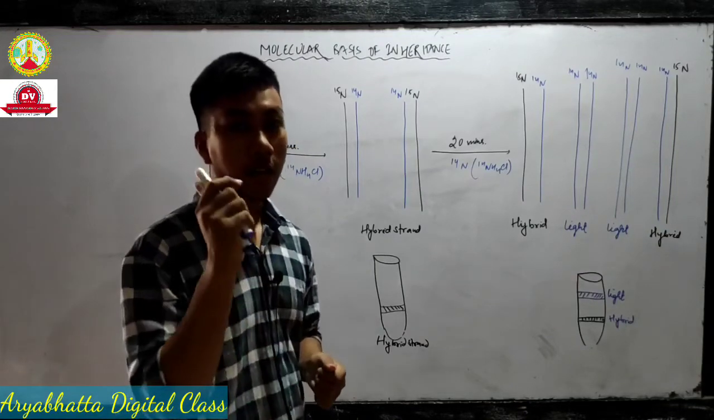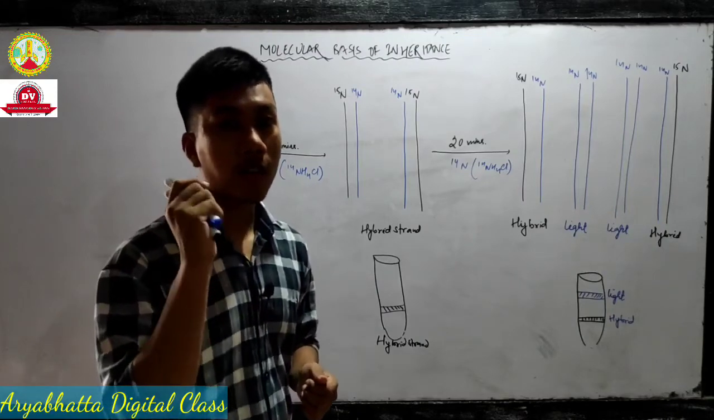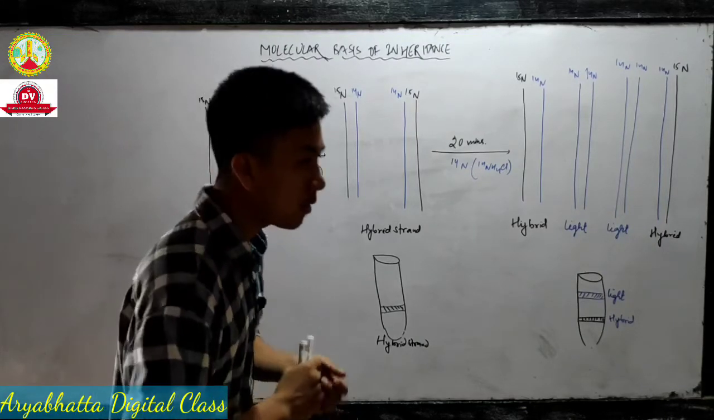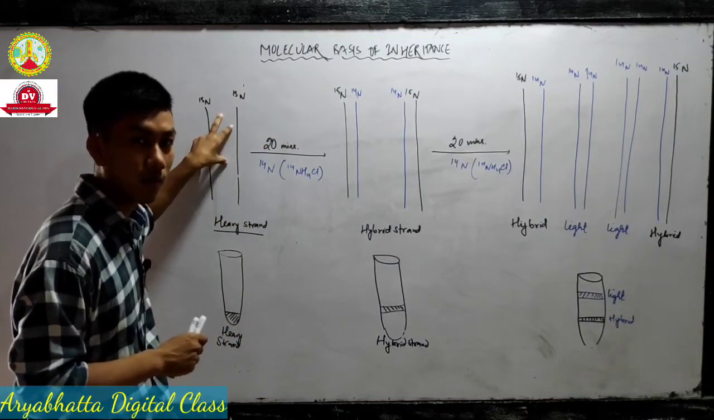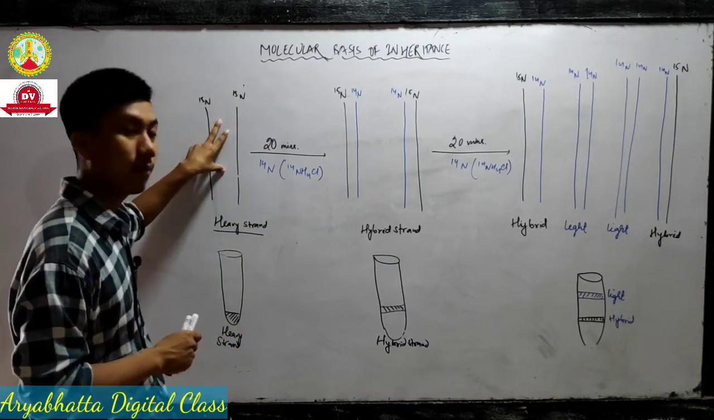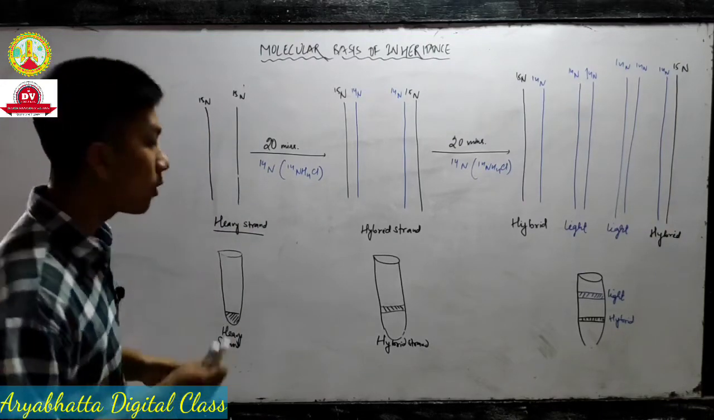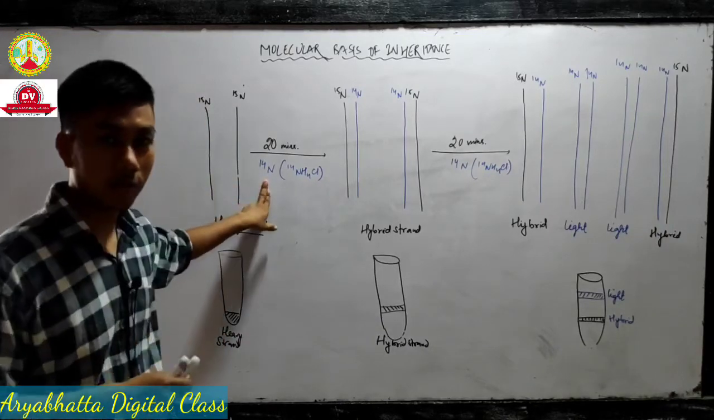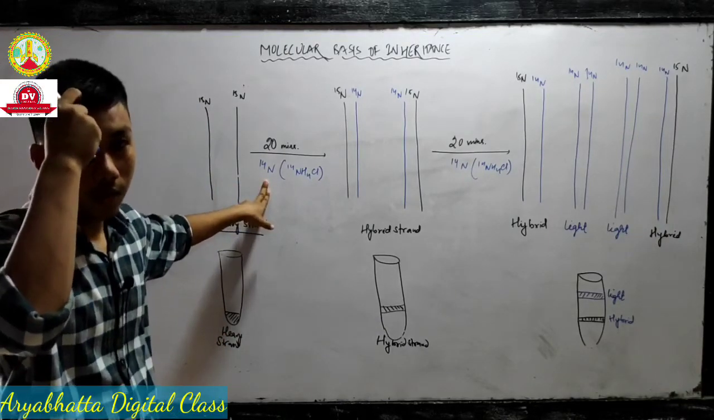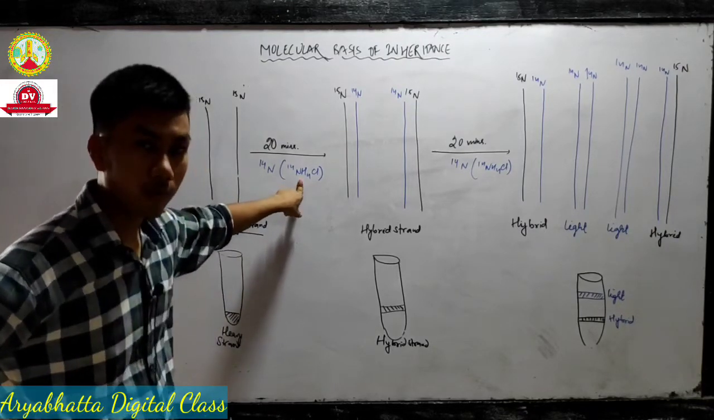First of all, they allowed the E. coli bacteria to reproduce along with the heavy nitrogen. In the first generation they found that all the DNA contains heavy nitrogen, so that is the heavy strand. The next generation they allowed to reproduce again, containing heavy nitrogen along with light nitrogen or normal nitrogen, which is N14 in the form of NH4Cl.